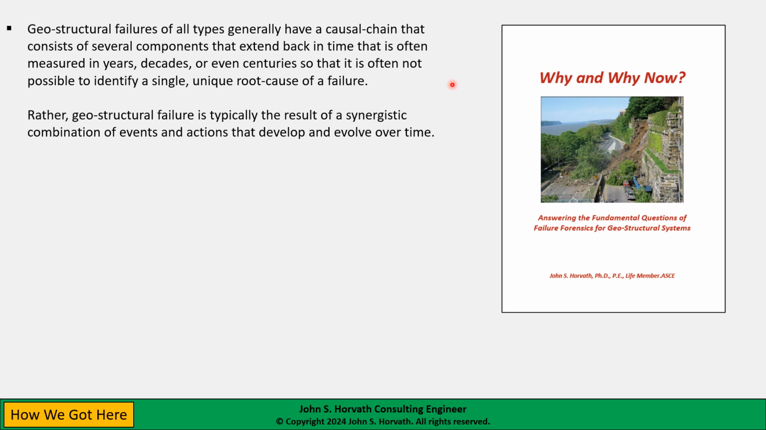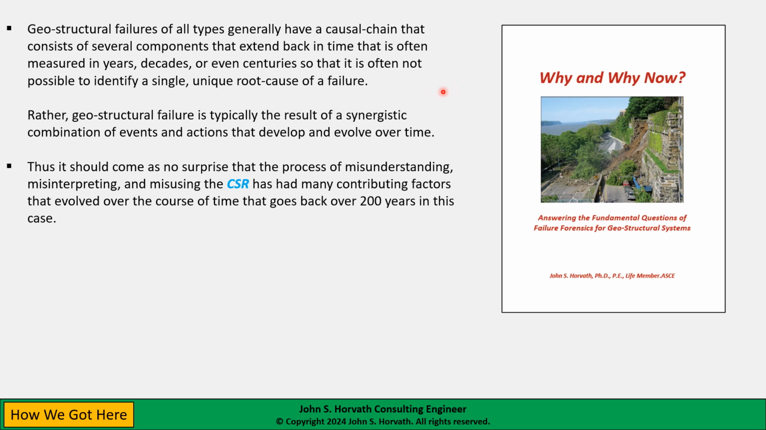Rather, geotechnical failures tend to be the result of some combination of events and actions that develop and evolve over time. And any one of those events would not cause the failure, but put them all together in a string, and they do. So because of this, it shouldn't be any surprise that the process of misunderstanding, misinterpreting, and misusing the coefficient of subgrade reaction, simply believing that it's a fundamental soil property when it clearly is not, has had many contributing factors that have evolved over more than 200 years, as it turns out in this case.